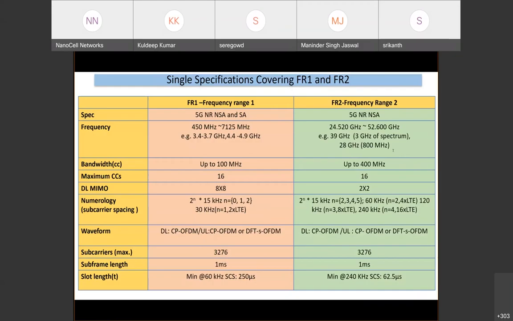Remember that LTE advanced releases are also incorporating some of this, but they can't cater to all the LTE mobiles out on the field, whereas 5G from day one is going ahead and supporting this. Okay.